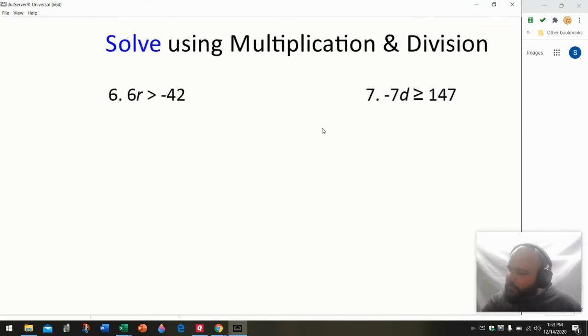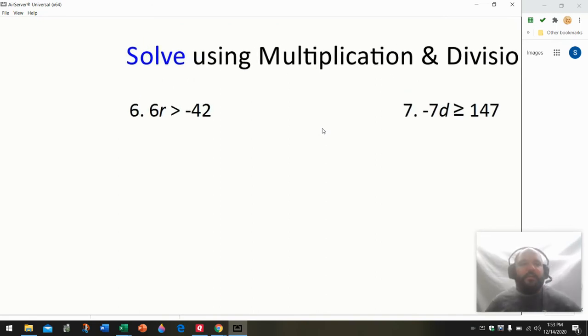So let's get started. So number 6, you can see it says 6 times r is greater than negative 42. And so if I draw my line down right here, and you can see that wasn't very straight. So let me try this again. Okay, that's a little better. And I need to get rid of this 6 that is multiplying the r. And in order to undo multiplication, you need to undo it by division. So we're going to divide both sides by 6.